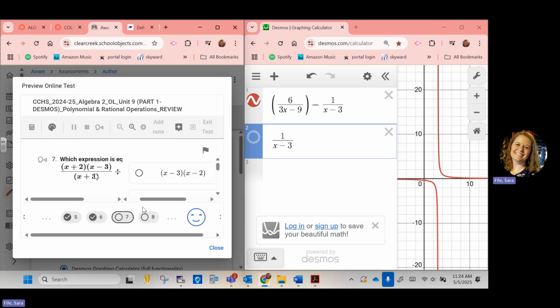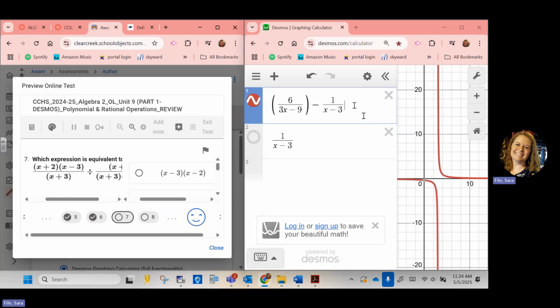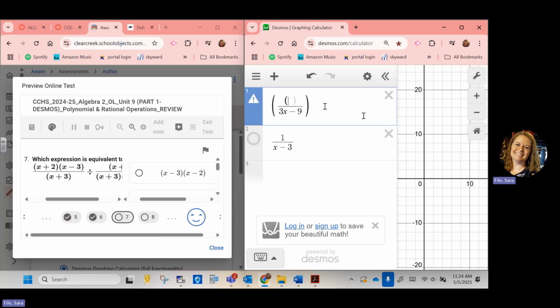Okay, this is another division one. So you'd have to go back to setting this up as the quotient. So let me type in the first expression. The numerator is x plus 2 times x minus 3. And again, I'm not saying you have to work backward from your answer choices. You could totally do these algebraically by hand.